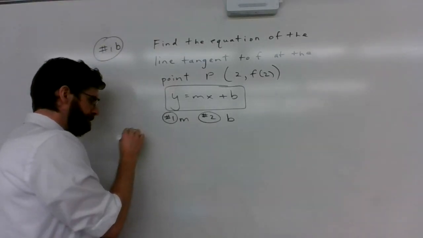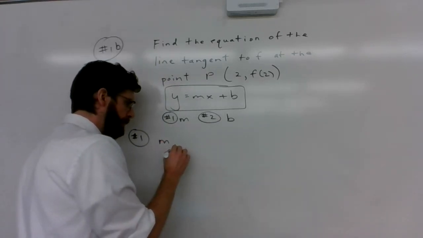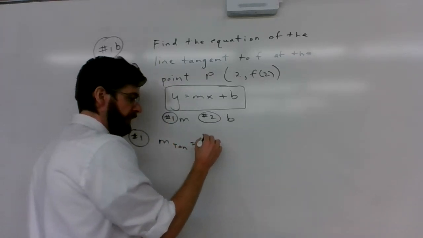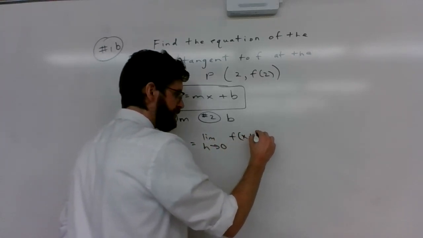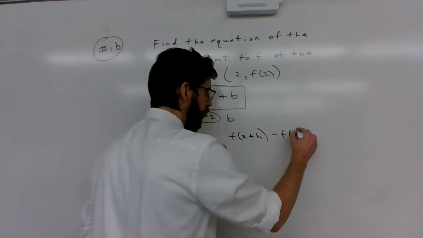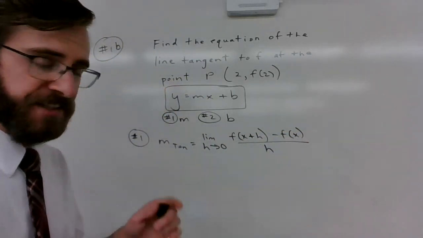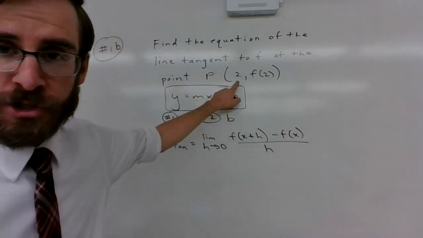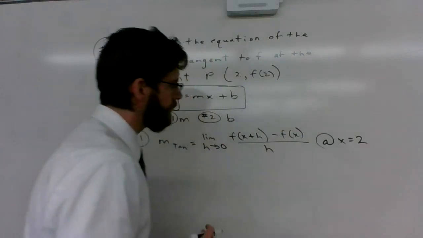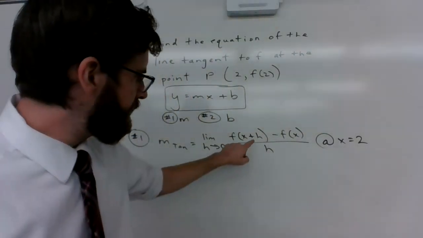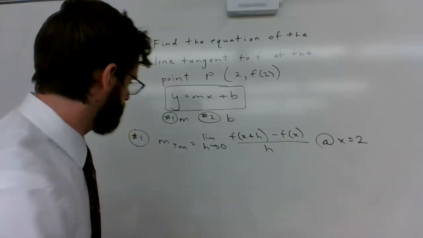So in step 1, to find our slope, we use the formula: the limit as h approaches 0 of f of x plus h minus f of x, all over h. And since we're doing it at x equals 2, you can just plug right in for the x here and the x here. You can just say, plug a 2 in right away.